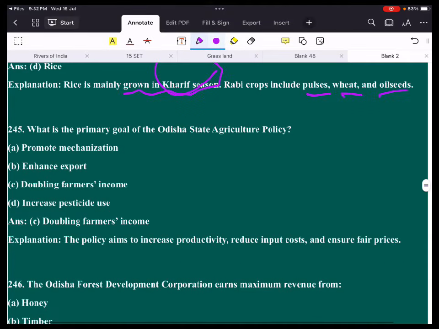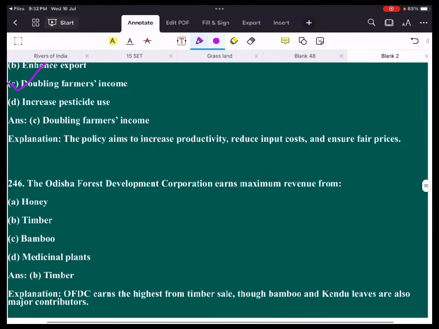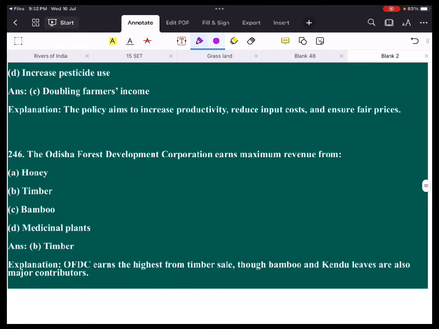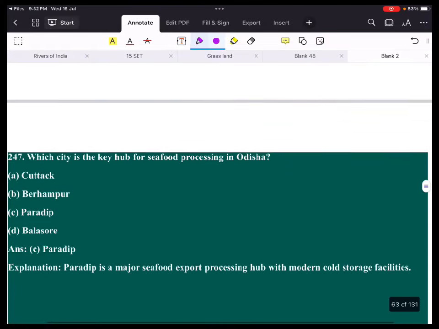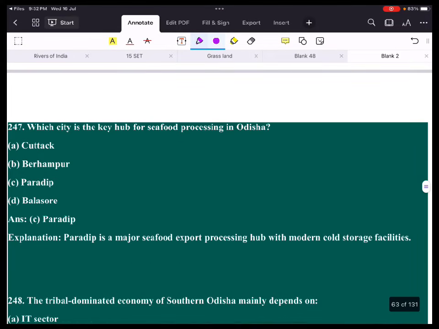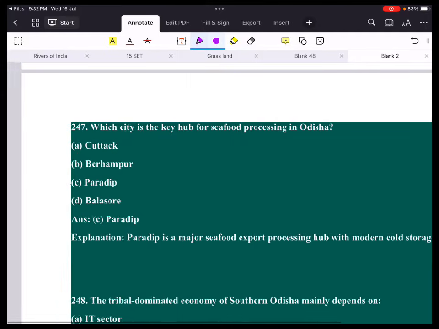What is the primary goal of Odisha state agriculture policy? That is doubling the farmers' income, option C. Odisha Forest Development Corporation earns maximum revenue from timber, option B. Which city is the key hub for seafood processing in Odisha? That is option C, Paradip.